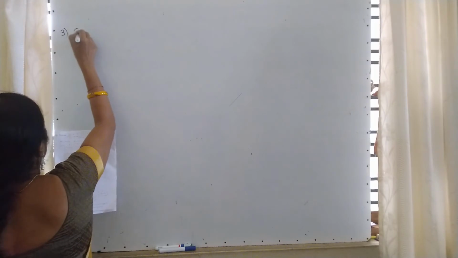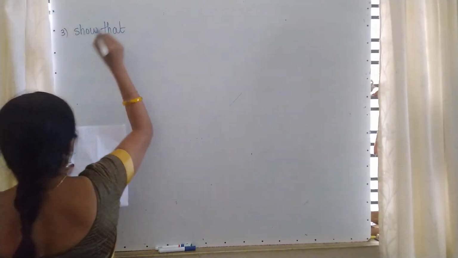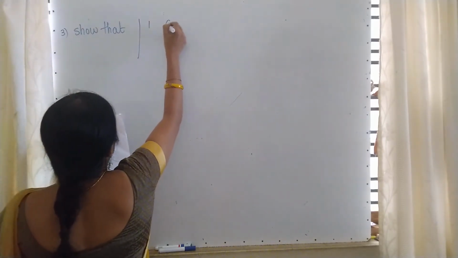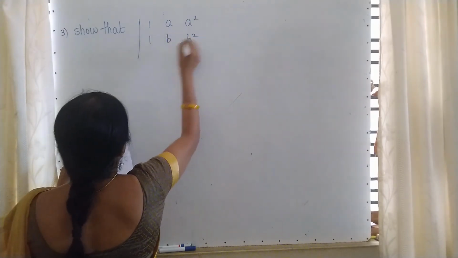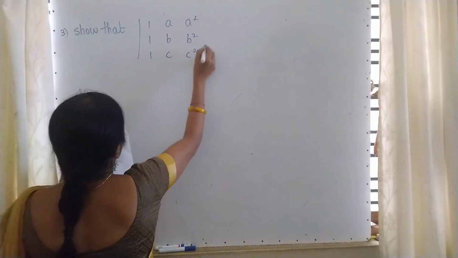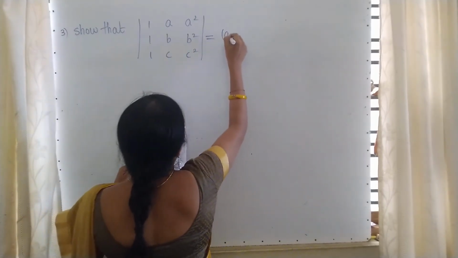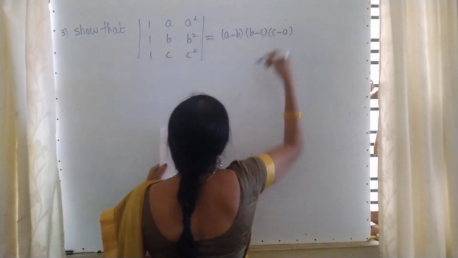Third one. Show that the determinant with rows 1, a, a square; 1, b, b square; 1, c, c square is equal to (a minus b)(b minus c)(c minus a).